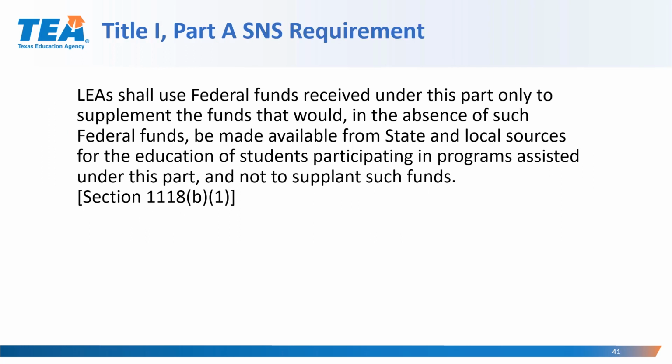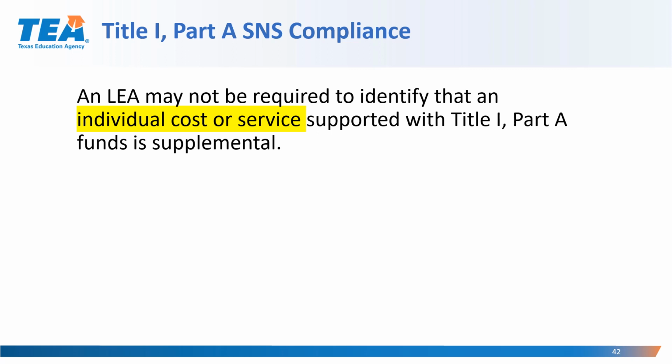The Supplement Not Supplant requirement in the Title I Part A statute says that LEAs shall use federal funds under Title I Part A only to supplement the funds that would, in the absence of such federal funds, be made available from state and local sources for the education of students participating in programs assisted under Title I Part A, and not to supplant those funds. The statute also makes very clear that a local education agency may not be required to identify that an individual cost or service supported with Title I Part A funds is supplemental.